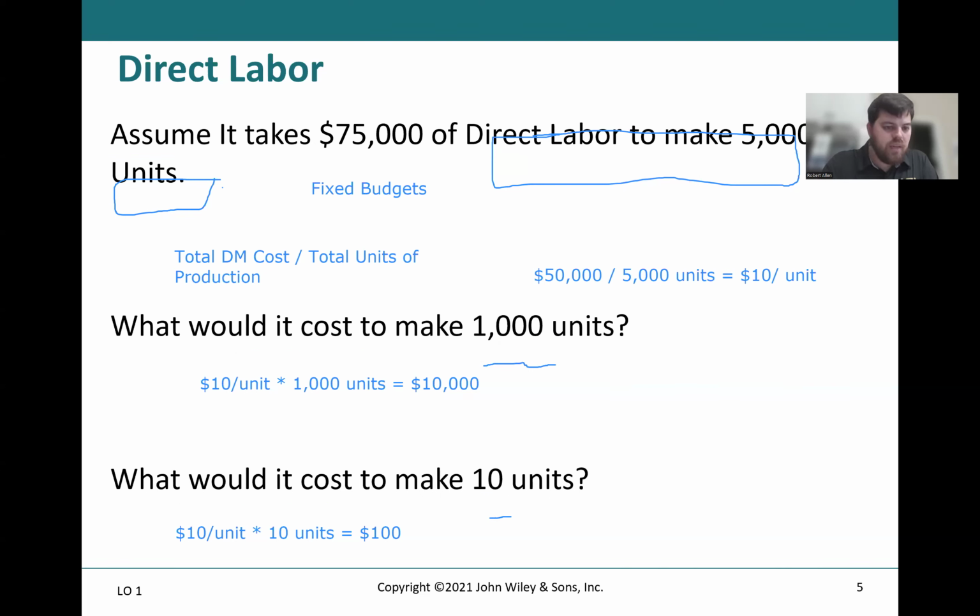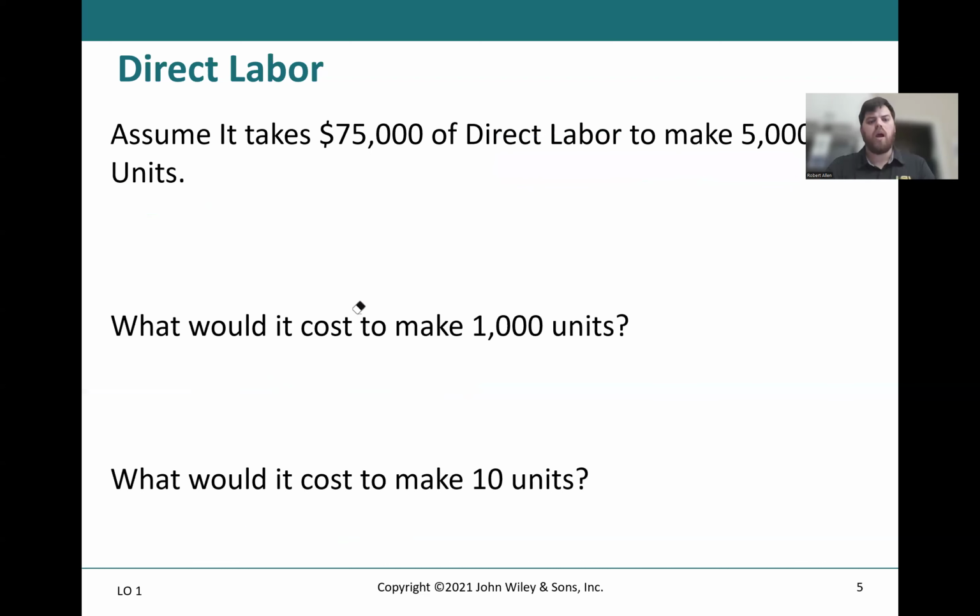Now, let's see if we can figure out a way to erase everything on the slide at once. There we go. All right.